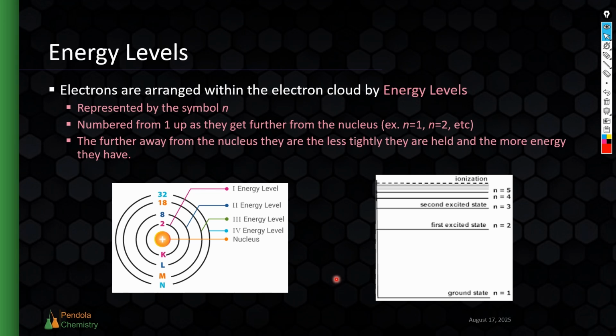The farther away from the nucleus that these energy levels get, the less tightly the electrons are going to be held and the more energy they have. Now, I know that sounds contradictory, but it's not. The amount of energy an electron has and how tightly it's being held are not necessarily the same thing. Electrons are held more tightly the closer they are to the nucleus. And that's very simple. It's basically because of magnetism.